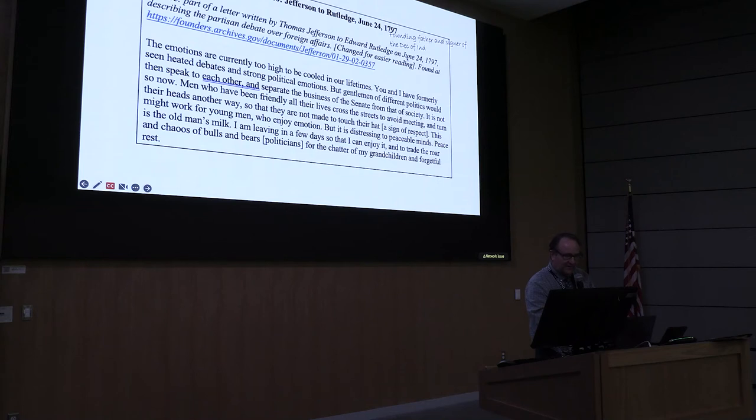June 24th, 1797. So this is after the election of 1796. So the political parties are taking shape, and it's a different world now. And this is what he writes. This is from Jefferson: The emotions are currently too high to be cooled in our lifetimes. Pretty pessimistic view of politics. You and I have formerly seen heated debates and strong political emotions, but gentlemen of different politics would then speak to each other and separate the business of the Senate from that of society.